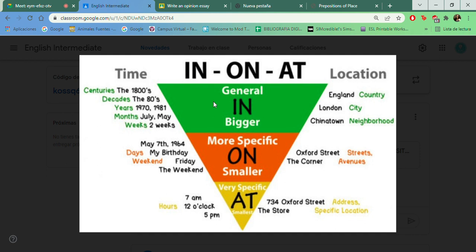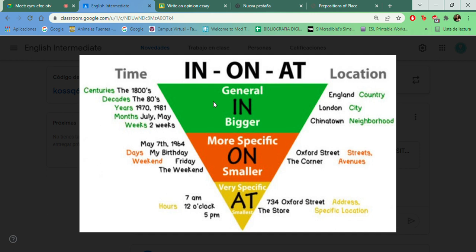For months, my birthday is in July or in May. My birthday is in February. I have a test in 3 weeks. In. For centuries, decades, there were no cars in the 1800s or in the 1700s.